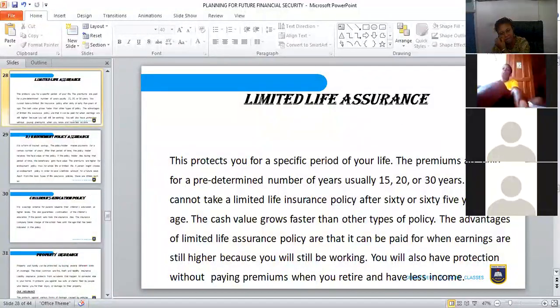Now, the limited life assurance policy can be paid for while your income is still higher because you will still be working. You can pay for it while you are still working, and you will also have more period without paying premium when you retire and have less income. So that's the reason why they say if you are 60 and above, you cannot take that one, because at that time you can't do any active work and be paying.